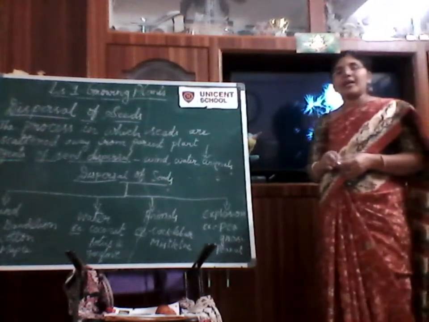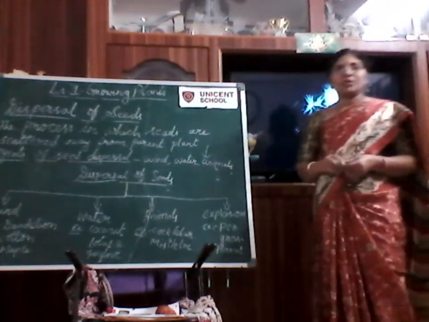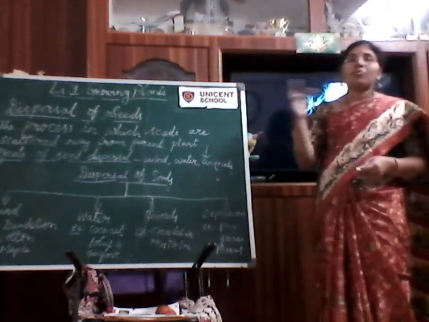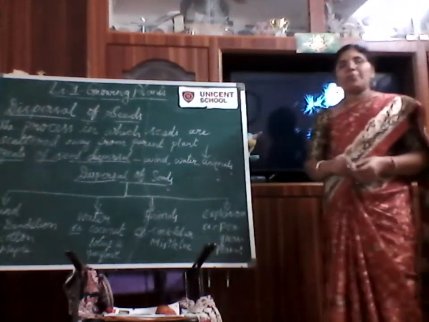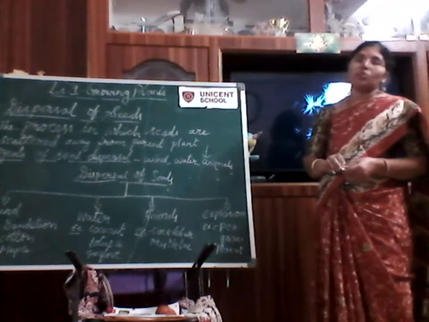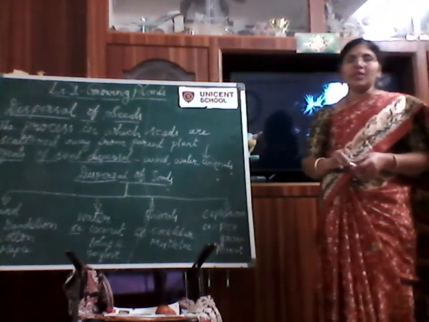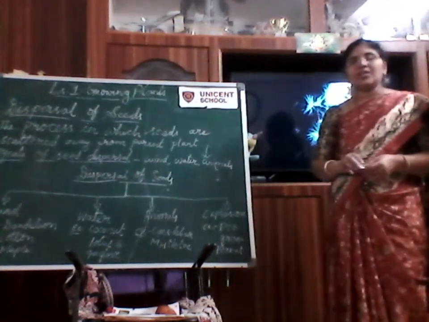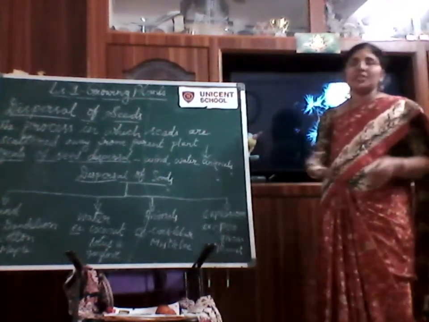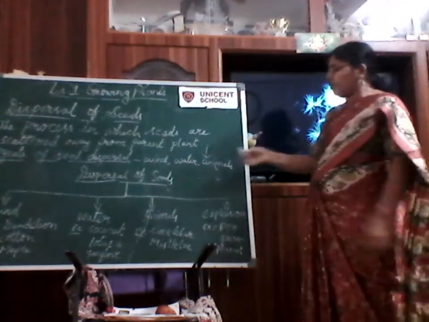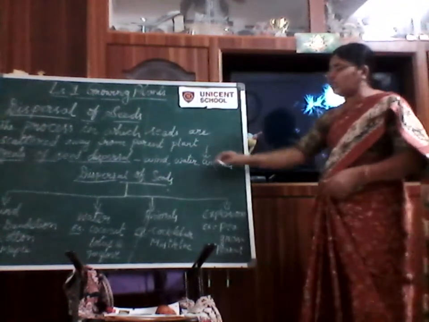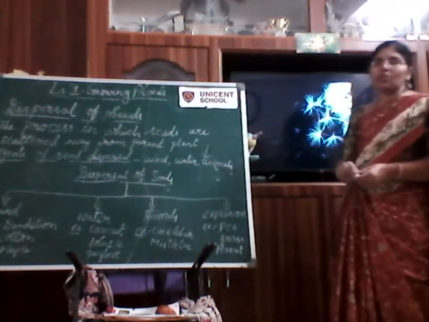First of all, again I'll make clear what dispersal of seeds means. The process of moving the seeds away from the parent plant for the process of germination is called dispersal of seeds. And what are the agents, the things which help in this dispersal of seeds? We can say wind, water and animals. These are the three things which help in the dispersal of seeds.